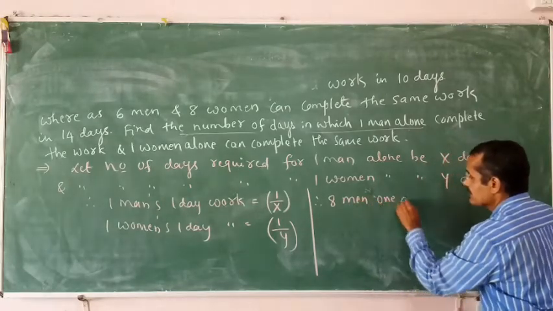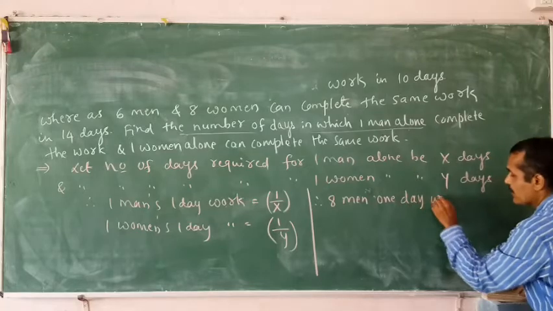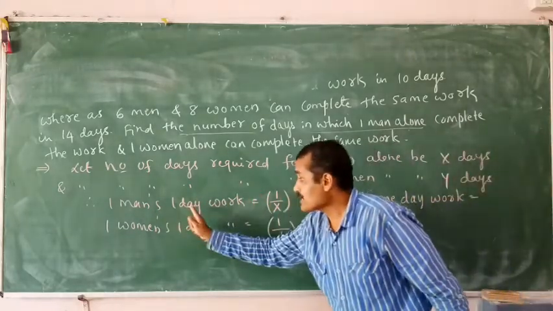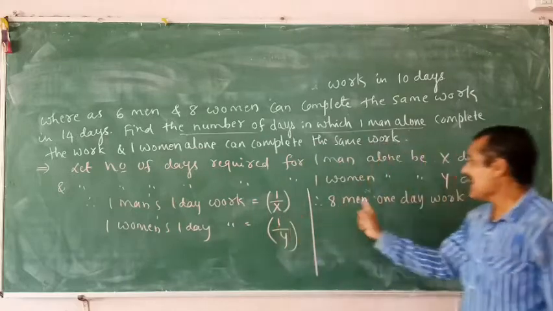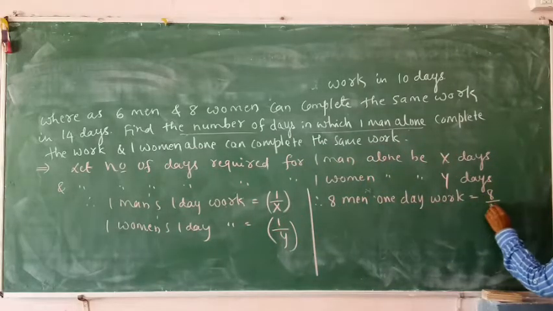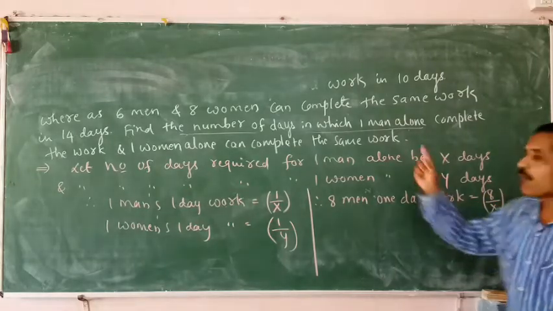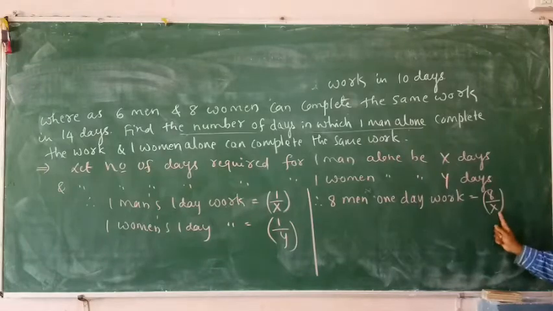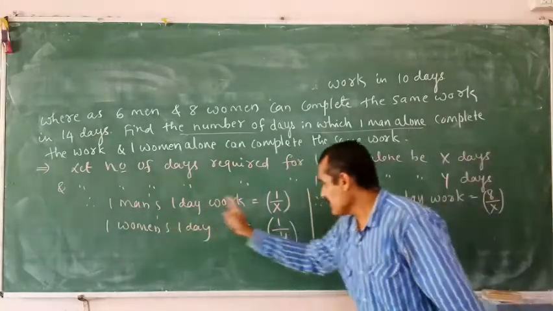1 day work. One man's 1 day work is 1 by X. 8 men's 1 day work is equal to 8 by X. 1 man, 1 by X. 8 men, 8 by X. 1 woman, 1 by Y.